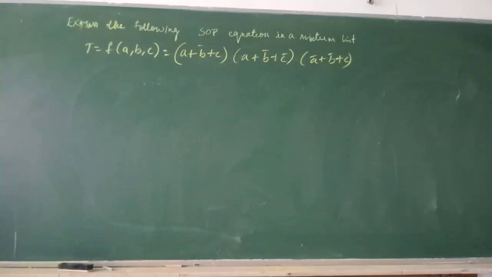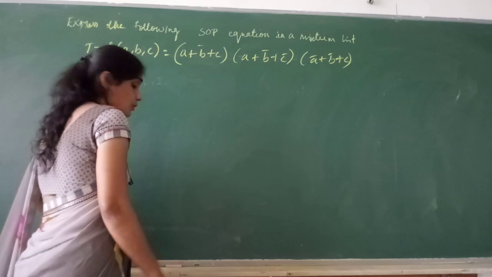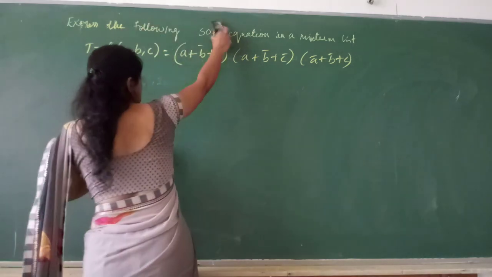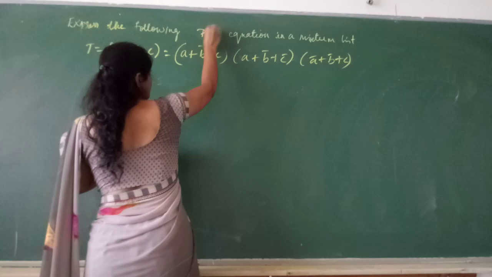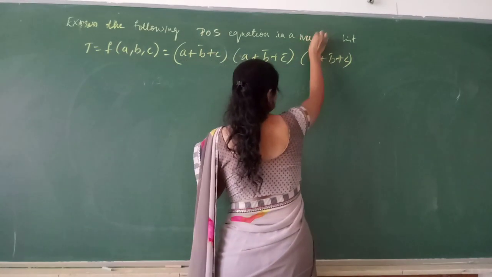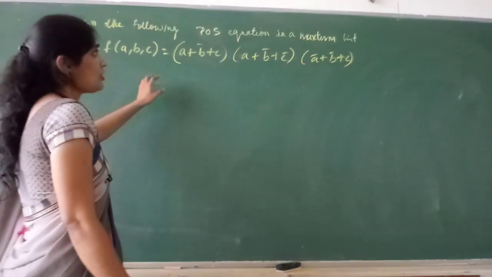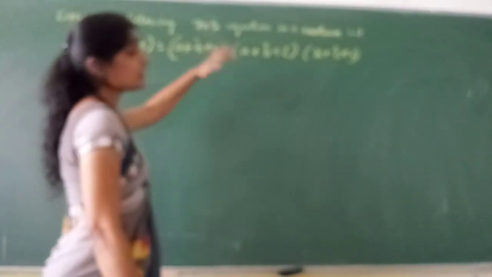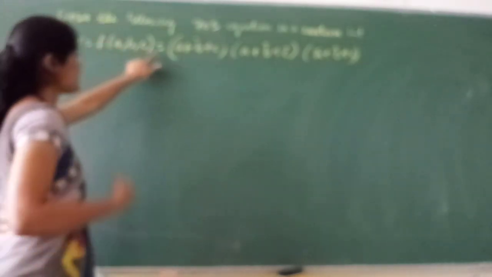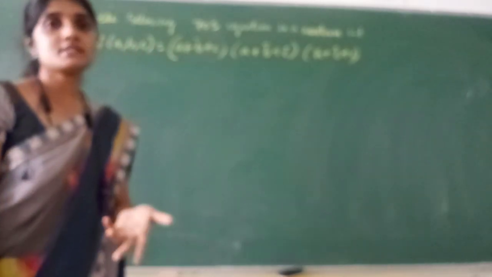Okay. So next, now we had expressed the SOP equation in min term list. So now we have the next problem, that is writing the max term list from the POS equation. So this is a POS equation and this is a canonical POS equation because we have all the three variables in all the sum terms. So this can be called a canonical POS equation.